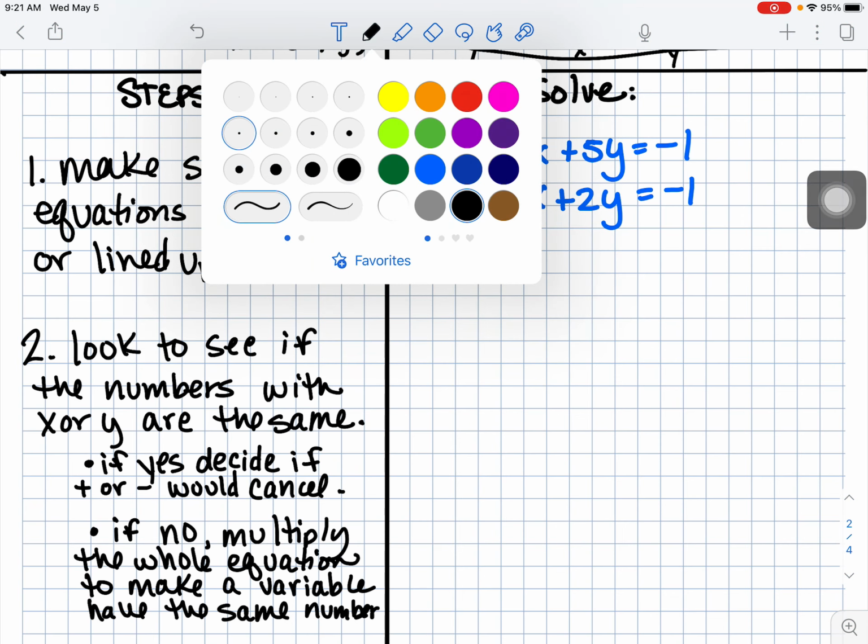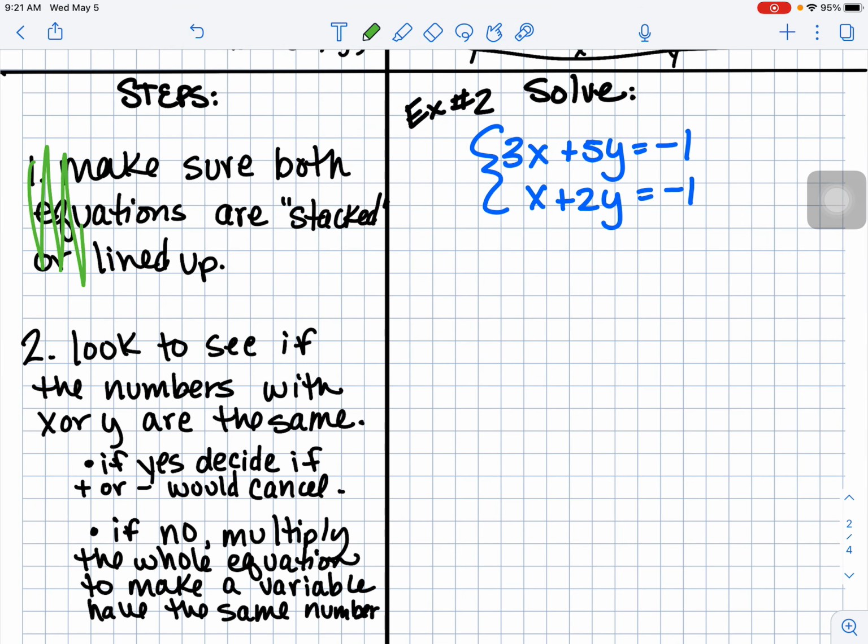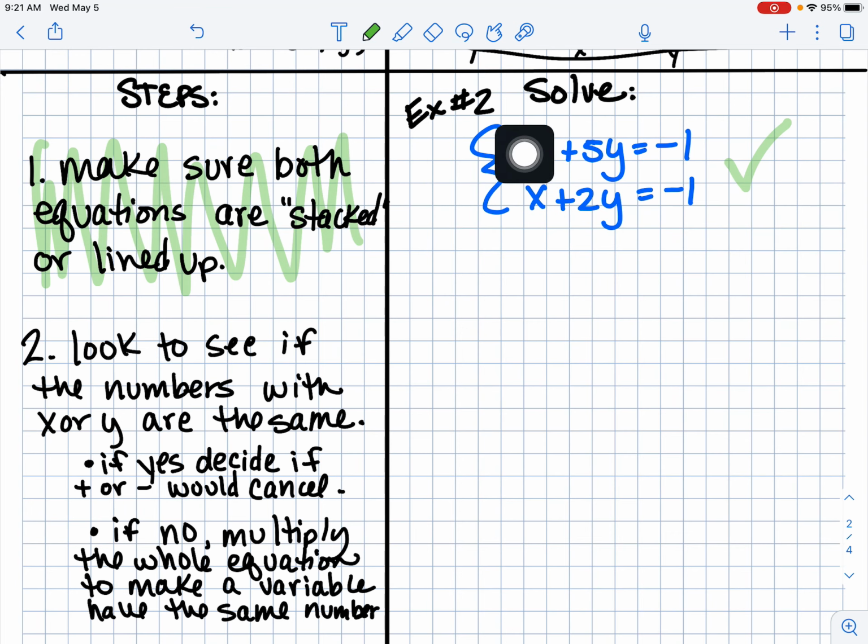Step 1, make sure they're stacked. Check, they are stacked. Step 2 now says look to see if their numbers are the same. Is 3 the same as 1? No. Is 5 the same as 2? No. So since the numbers aren't the same, I need to multiply one of the equations by a number that would make it the same.